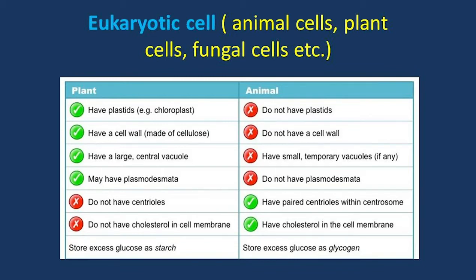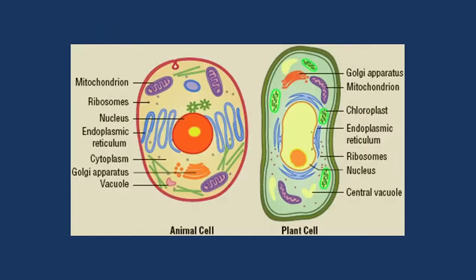Plant cells do not have centrioles. Animal cells have centrioles, which are located in the centrosome. Plant cells do not have cholesterol in the membrane. Animal cells have cholesterol. The reserve food material in plant cells is starch. In animal cells, it is glycogen. See, this is the structure of an animal cell and a plant cell compared. Now let us look at detail of all the parts.